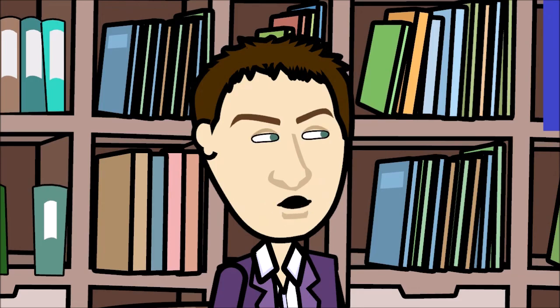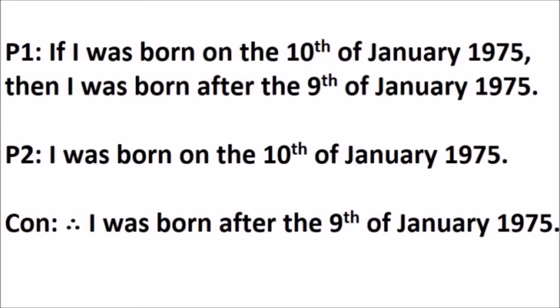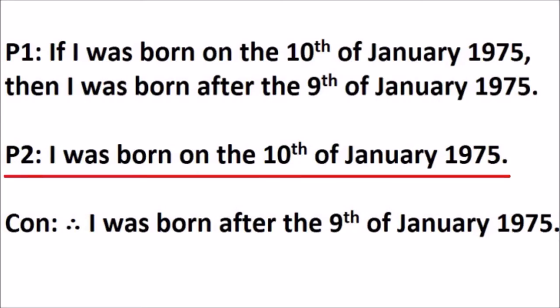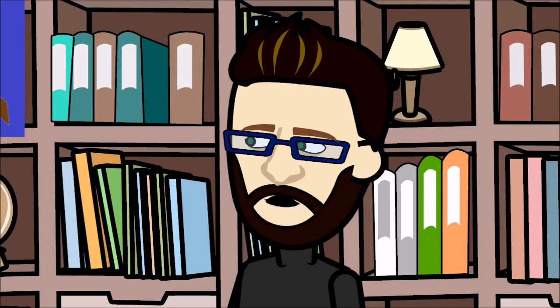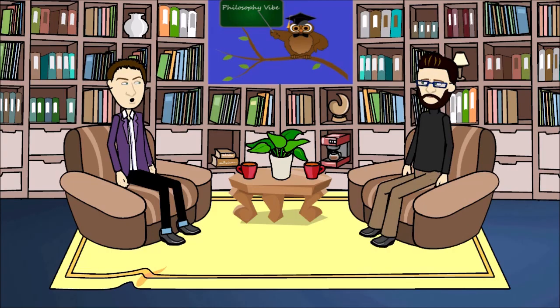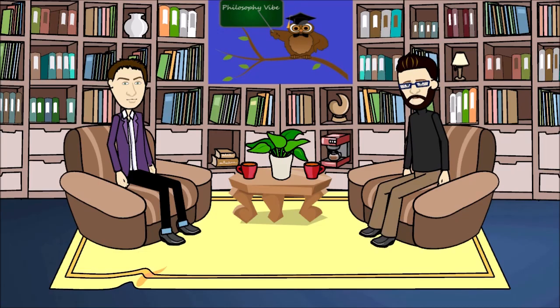Yes, I understand. However, the statement, I was born on the 10th of January 1975, this statement would be a posteriori knowledge, as we would need empirical evidence and sensory verification that I was born on the 10th of January 1975. Yes, I see. So there we have it, a priori versus a posteriori. We hope now that if you hear this in a philosophical discussion, you will know exactly what they mean.